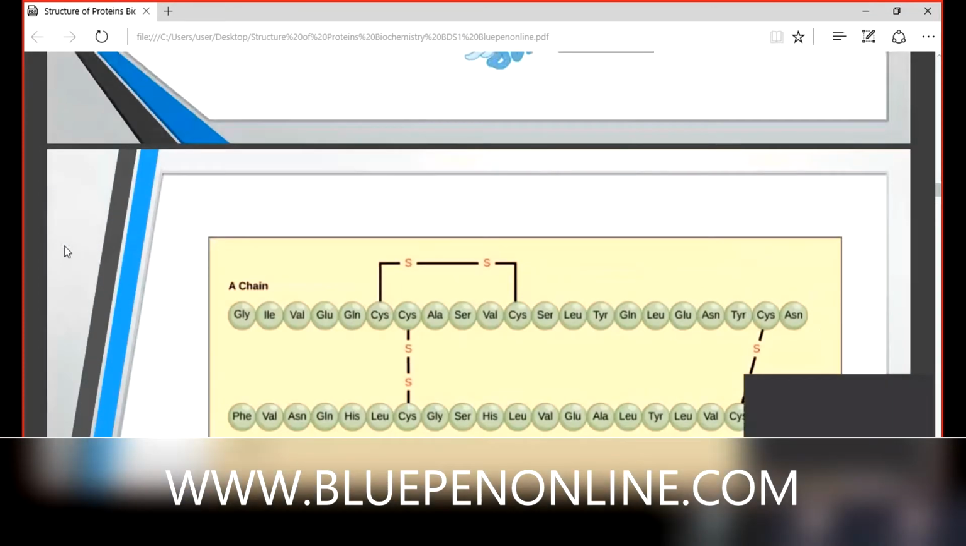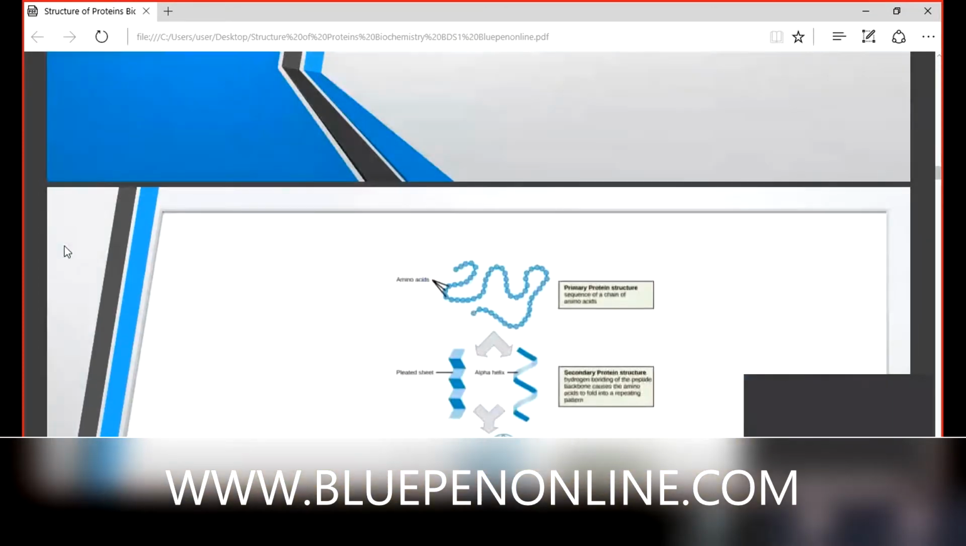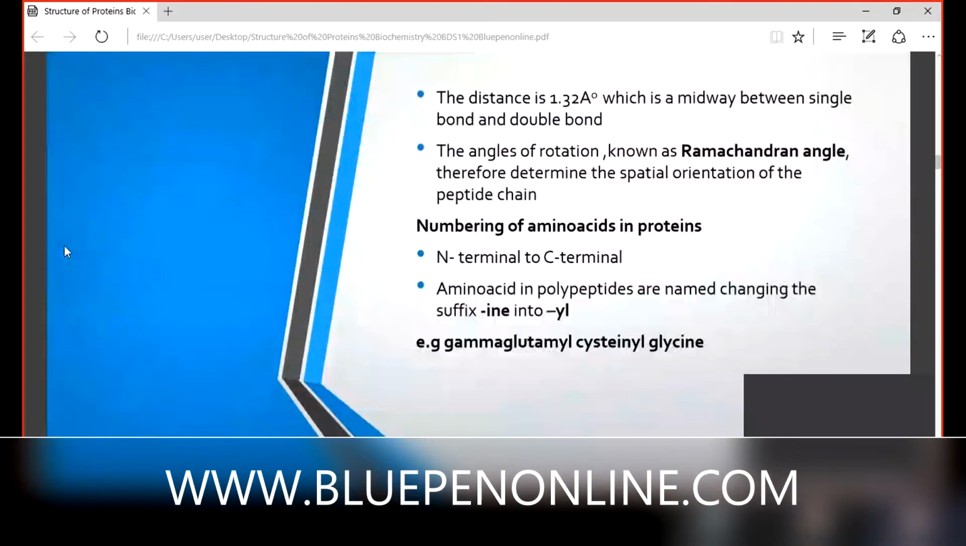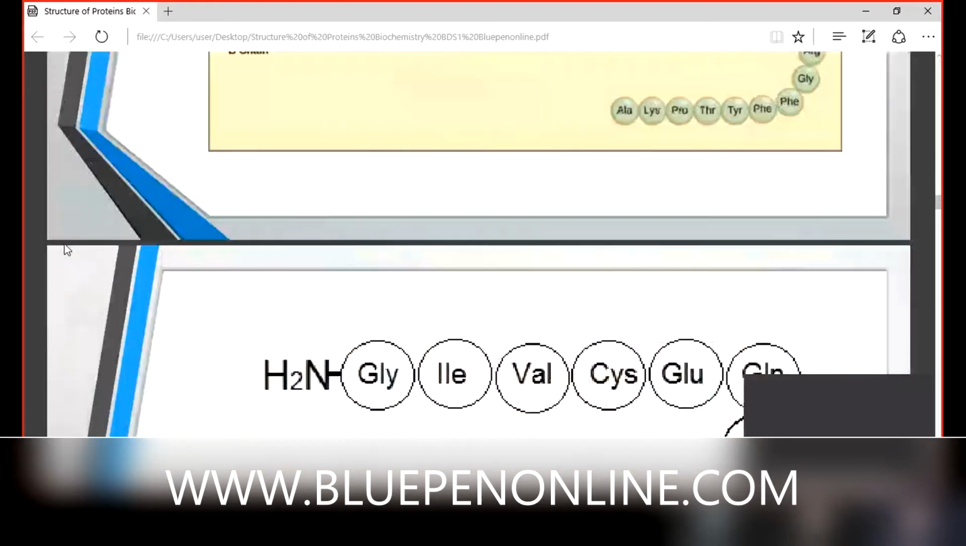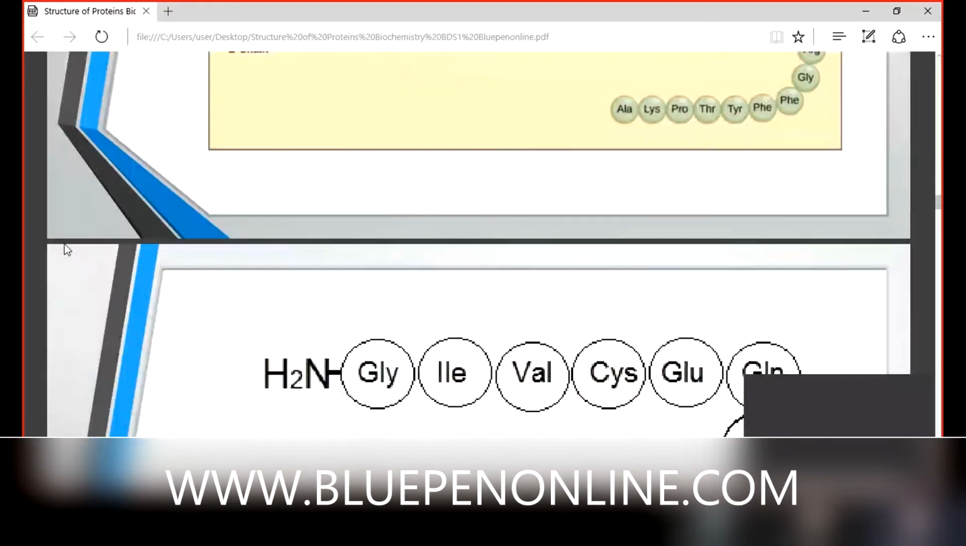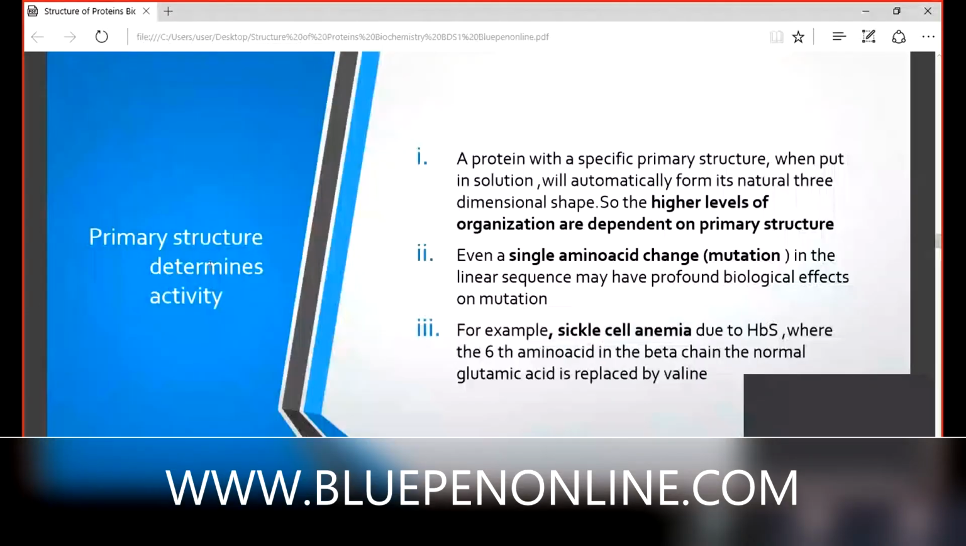So here we complete our primary structure. Before entering into secondary structure, remember that the primary structure determines the activity of the protein. A protein with a specific primary structure, when put in solution, will automatically form its natural three-dimensional shape. So the higher levels of organization are dependent on primary structure.